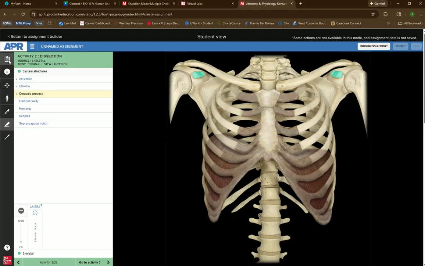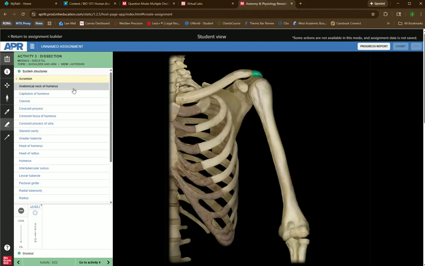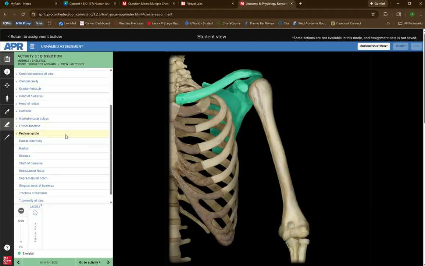coracoid process. So don't just flip through these to get done with the assignment, because this is all you have to do. You just have to click on all of them to be done. However, if you want to be successful in this course, you're going to spend a little bit more time on this and really learning everything that's there. I do go over this stuff in my lecture video as well. So this is just extra practice for you.